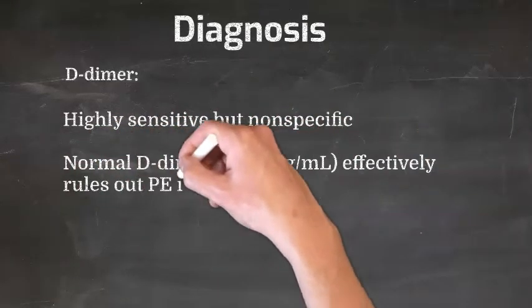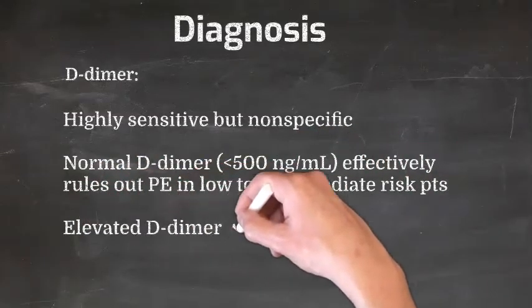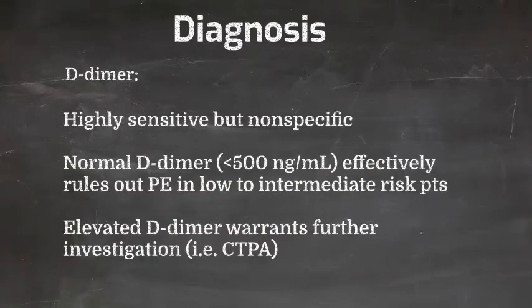So what does that mean? It means that if somebody's D-dimer comes back negative, then that effectively rules out PE in low-risk patients. So remember, this is a test that's supposed to help you in your diagnosis, but it does not replace clinical suspicion. So if your clinical suspicion is still high, you still might want to investigate further. But if it is positive, then you definitely want to investigate further, as it increases the chances that the patient might have a PE.